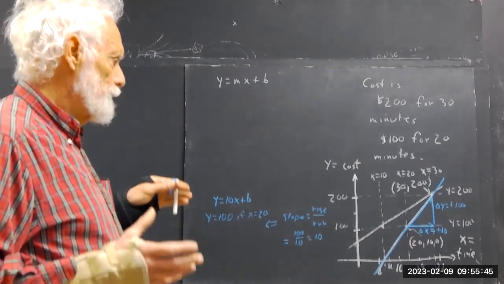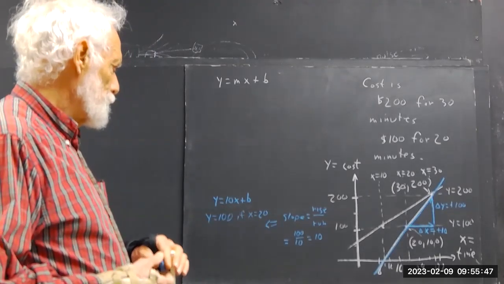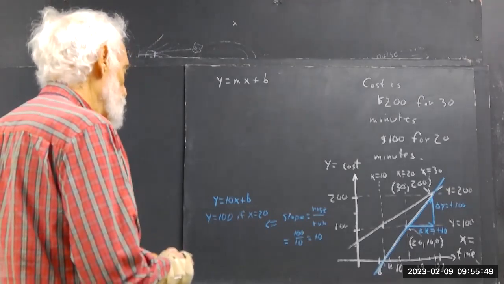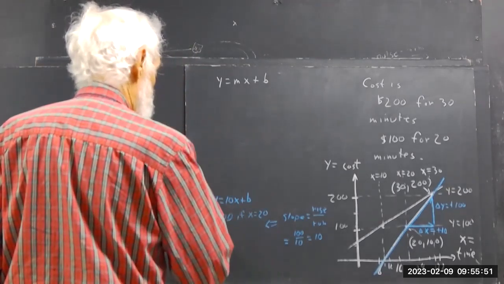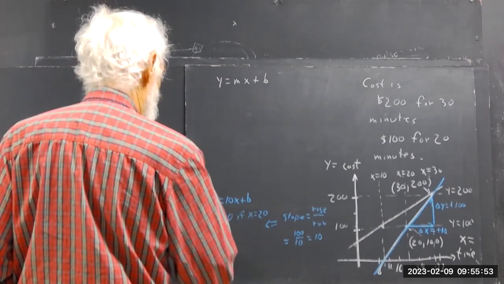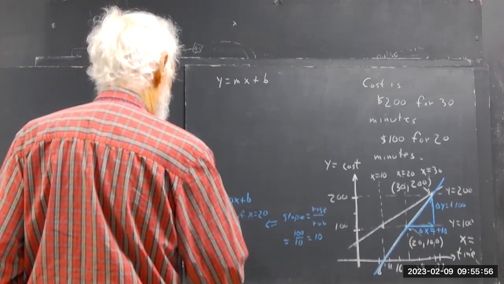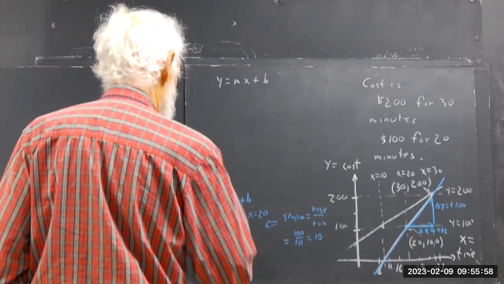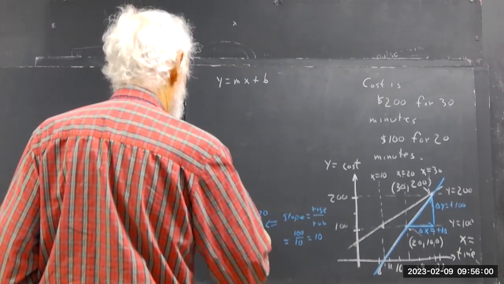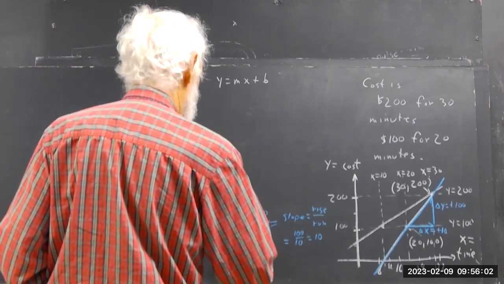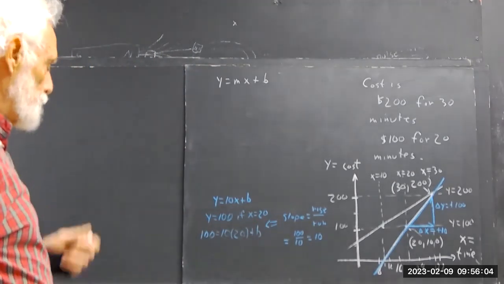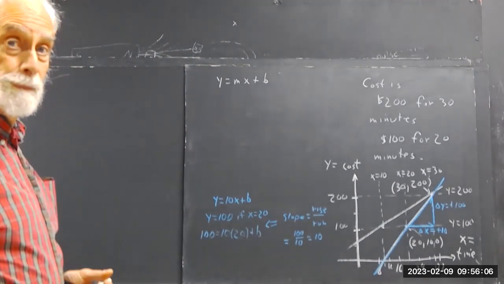I think somebody plugged in 10. At least one person plugged in 10. I want to be careful about that. But anyhow, our equation becomes $100 equals 10 times 20 plus b.